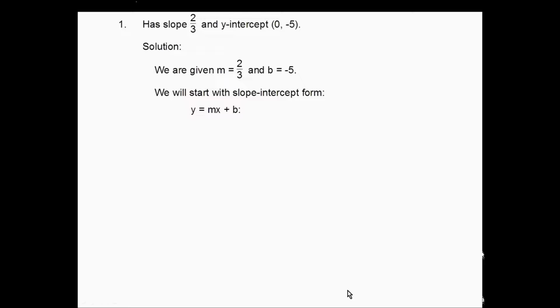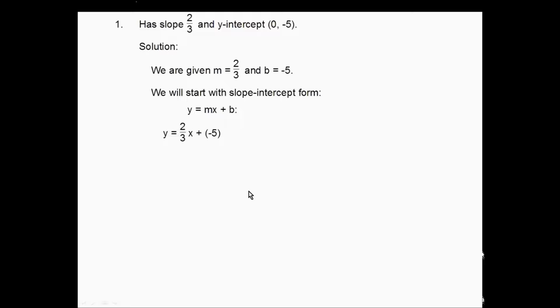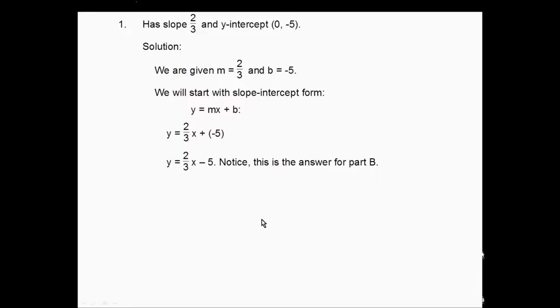y equals mx plus b. Just fill in the numbers. So y equals 2/3 x plus negative 5. And of course, to simplify, plus minus is minus. So y equals 2/3 x minus 5. That's the answer for part B, and part B was the slope-intercept form. Can you do part A to get general form?